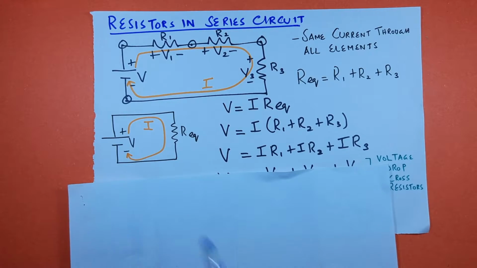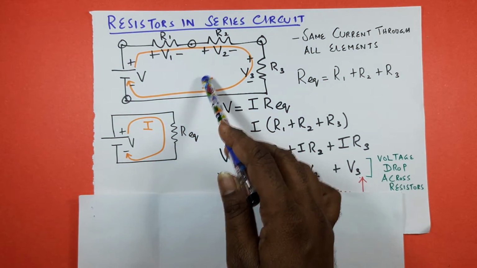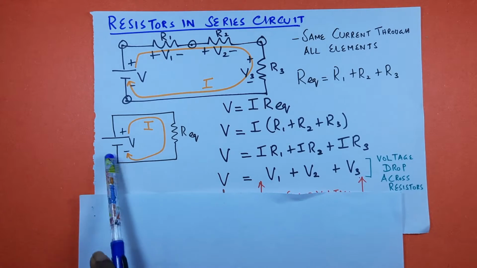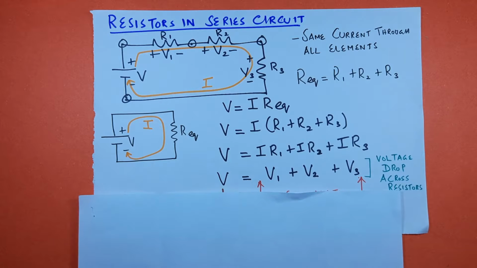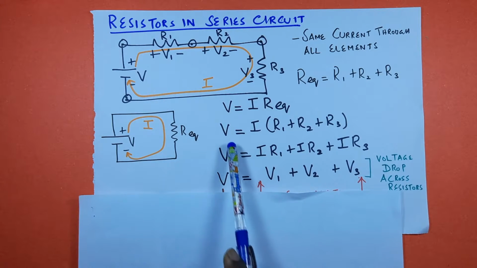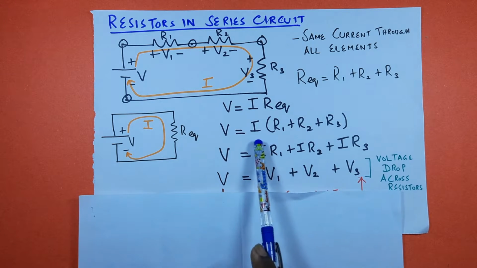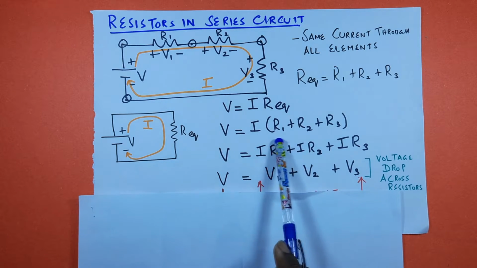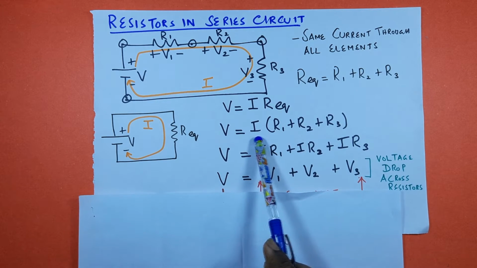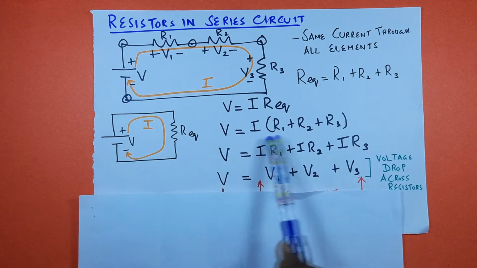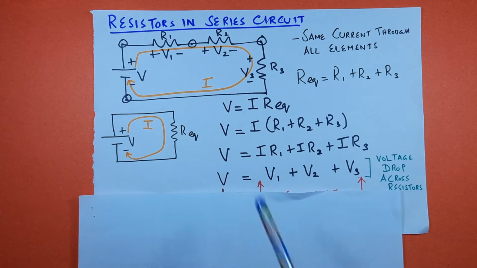So the same circuit we can represent like this. We have a voltage source, we have the equivalent resistance, and the current I is flowing through this. So V equal to I into R equivalent, which is nothing but I into R1 plus R2 plus R3. Just multiply, expand, right? V equal to I into R1 plus I into R2 plus I into R3.